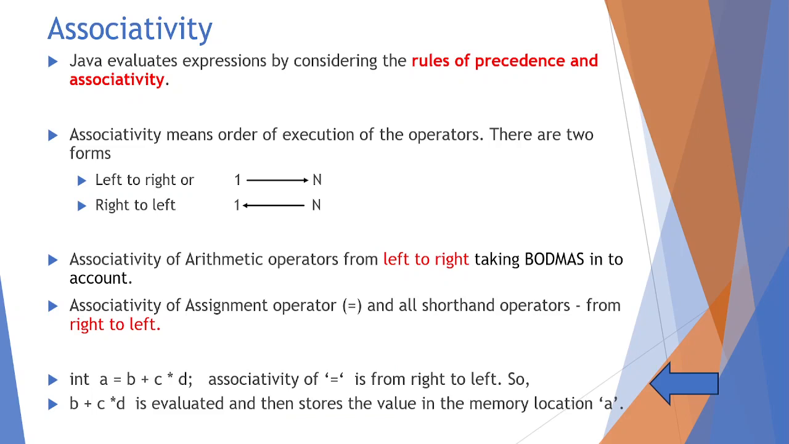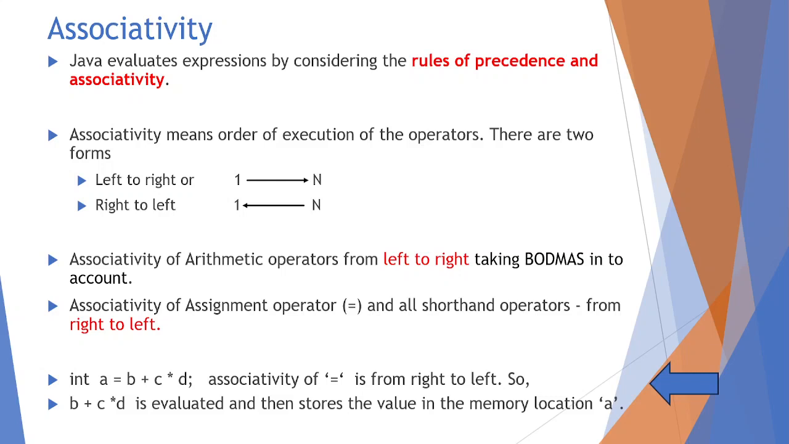D is a variable of boolean type. Now, associativity means the order of execution of the operators. There are two forms, left to right or right to left. Left to right means first operator, then followed by second, third, up to n, using BODMAS and the hierarchy of operators. Then right to left starts from n and goes back to 1, using BODMAS and the hierarchy of operators. Now the associativity of arithmetic operators is from left to right. The associativity of the assignment operator and all shorthand operators is from right to left.